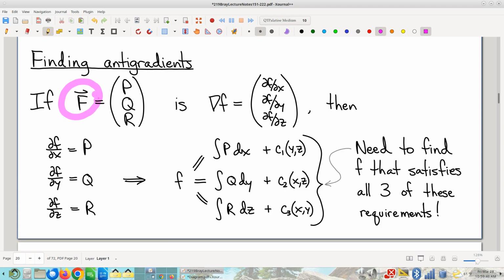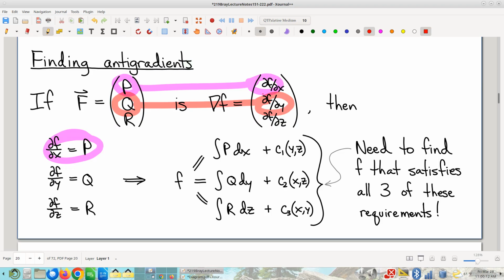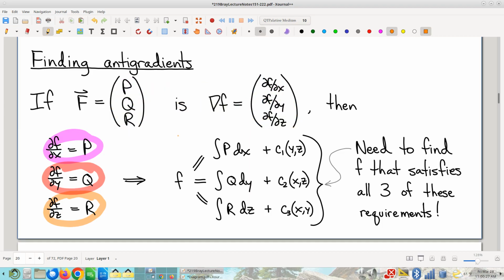If you want a vector field to be a gradient, well, that vector field has coordinates. Gradients are computed by certain formulas making up their coordinates. And so if the field is going to be a gradient, what that means is, one coordinate at a time, the coordinates of the vector field have to be partial derivatives of the antigradient. That's what it means to be a gradient. Now let's look at these three equations. Let's think about what they mean.